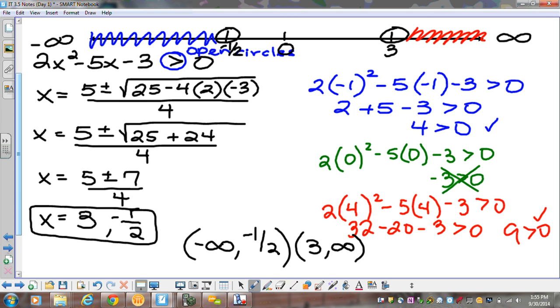There you go. Oh, you don't use brackets? No, because they're open circles. Infinity always, always, always uses parenthesis. Cool.